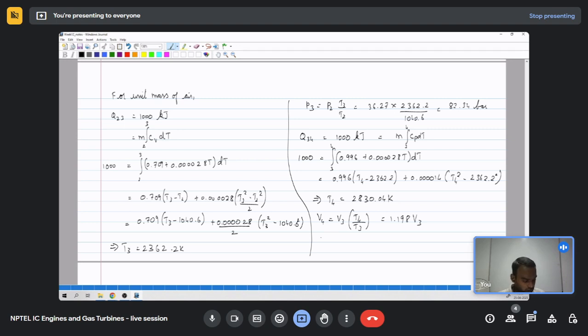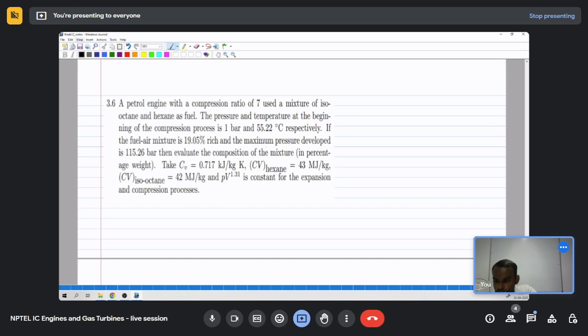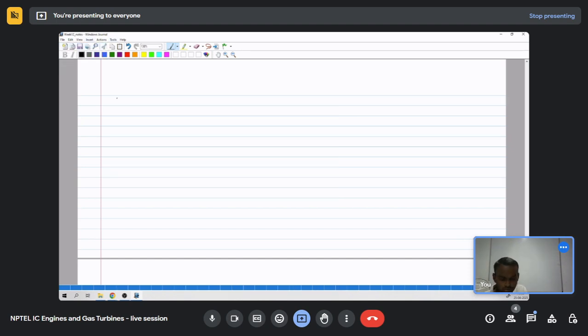We know Vs equal to V1 minus V3 equal to V3 into R minus 1, equal to 12 V3. So the cutoff percentage is V4 minus V3 by Vs into 100.